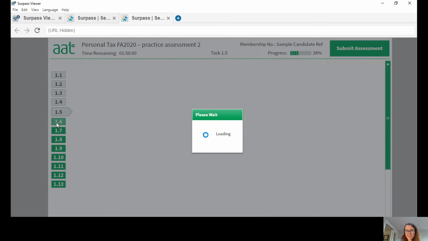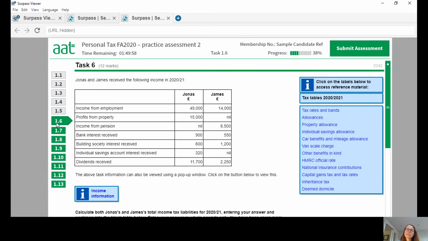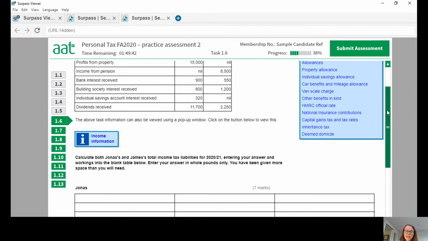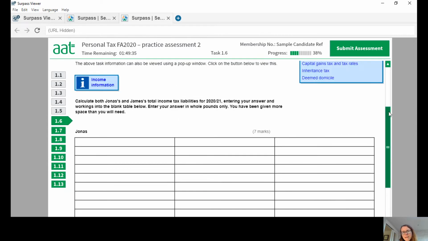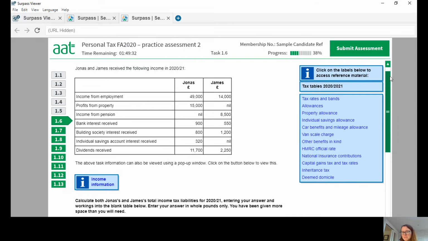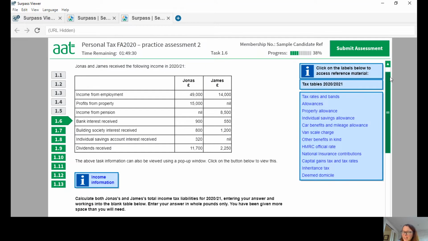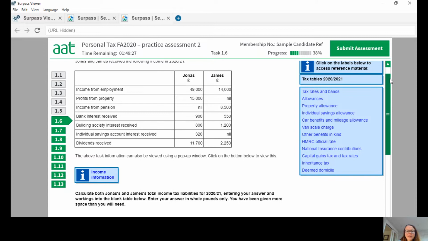Right, task 6. So this is your tax computation question. In practice assessment number 1, it was a very detailed one where we had to adjust the personal allowance and we had pension contributions. We had a lot going on. In this one, it's given us Jonas and James, and it's asked us to do two, but actually they're quite straightforward. So I'd rather have had this one than practice assessment one, but there we go.